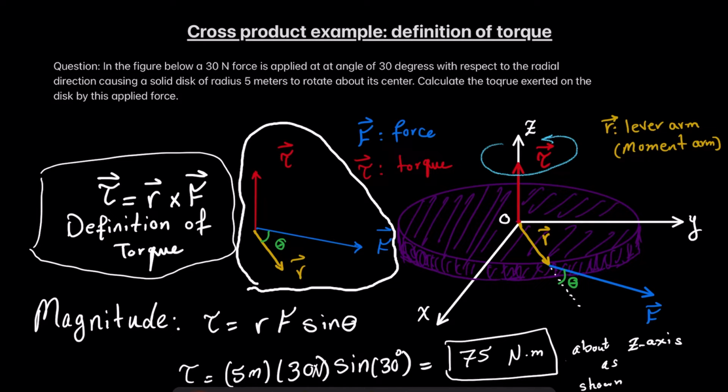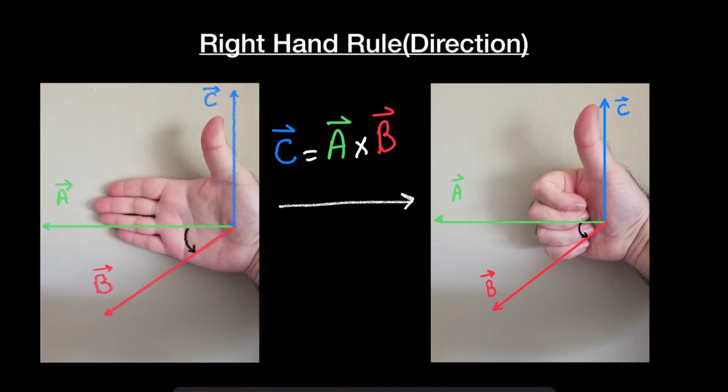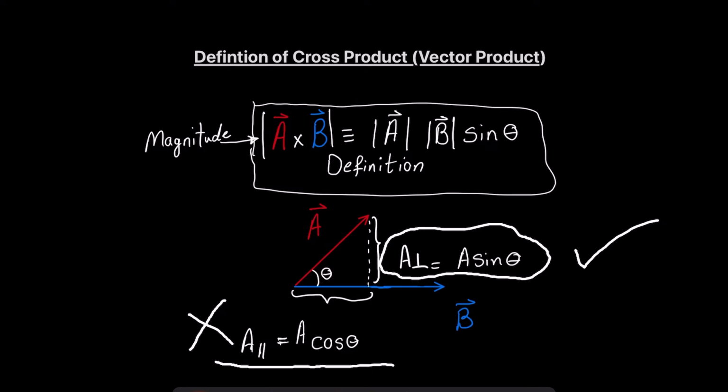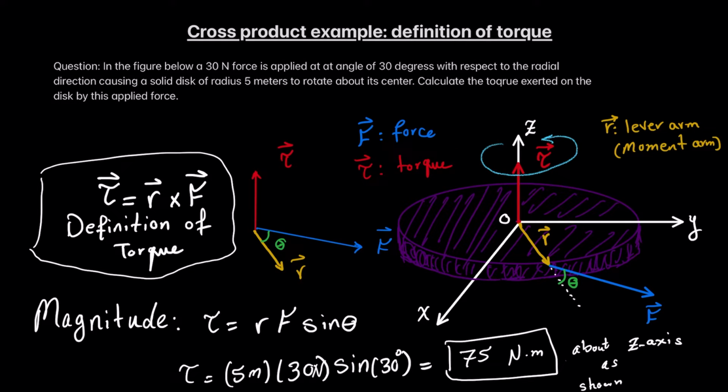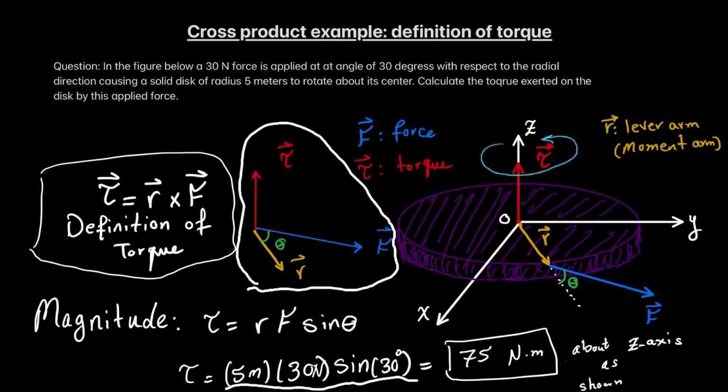And then I go ahead and calculate the magnitude using the definition. The definition of magnitude was: take the magnitude of the first vector, in this case force, times the magnitude of the second vector, in this case the radius or moment arm or lever arm vector, and then times the sine of the angle between the two vectors. So R is 5 meters, the force is 30 newtons, and sine of 30 degrees is 1/2. The product of all that is going to give us 150 over 2, which is 75 newton meters.